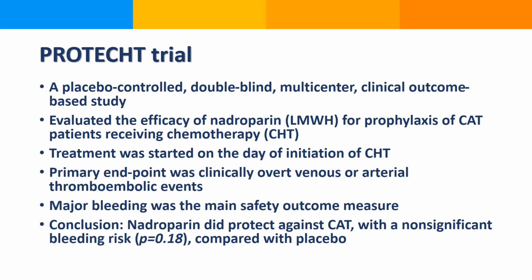The PROTECT trial was a placebo-controlled, double-blind, multi-center clinical outcome-based study. It evaluated the efficacy of nadroparin for prophylaxis of CAT in patients receiving chemotherapy. Treatment was started on the day of initiation of chemotherapy. The primary endpoint was clinically overt venous or arterial thromboembolic events. Major bleeding was the main safety outcome measure. The study concluded that nadroparin did protect against CAT with a non-significant bleeding risk compared with placebo.